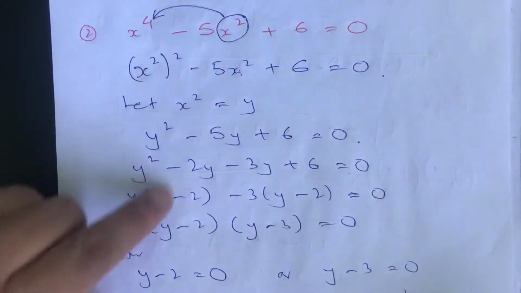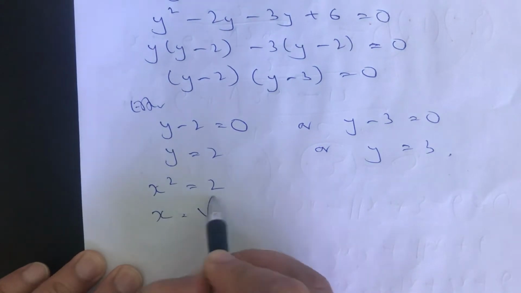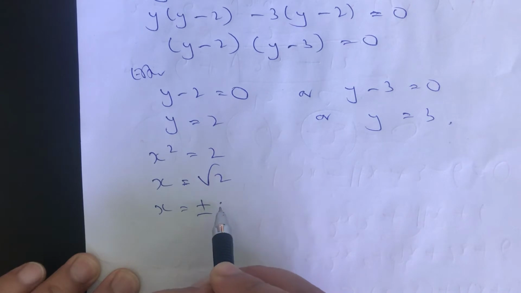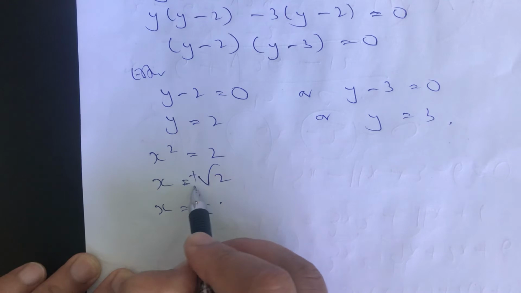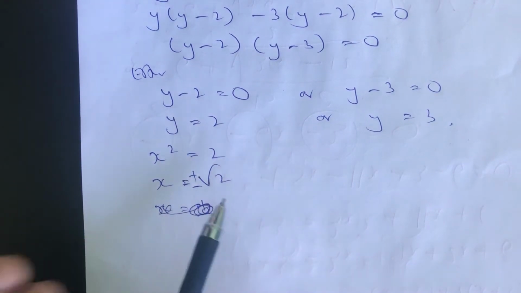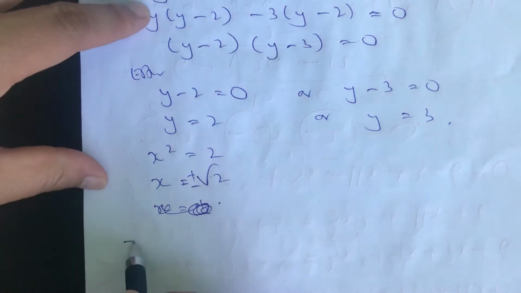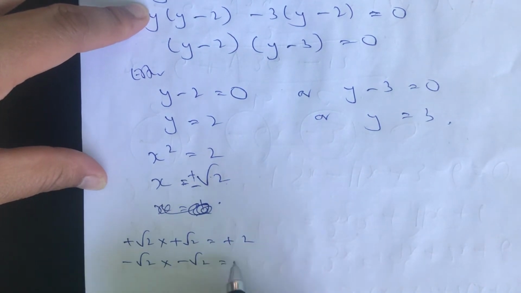But what have we taken y to be? We have taken y as x squared. So instead of y, we now put x squared is equal to 2. So x is equal to square root of 2, and square root of 2 means we get both plus and minus. So over here we get plus minus root 2, because plus root 2 into plus root 2 will give me plus 2, and minus root 2 into minus root 2 will also give me plus 2.